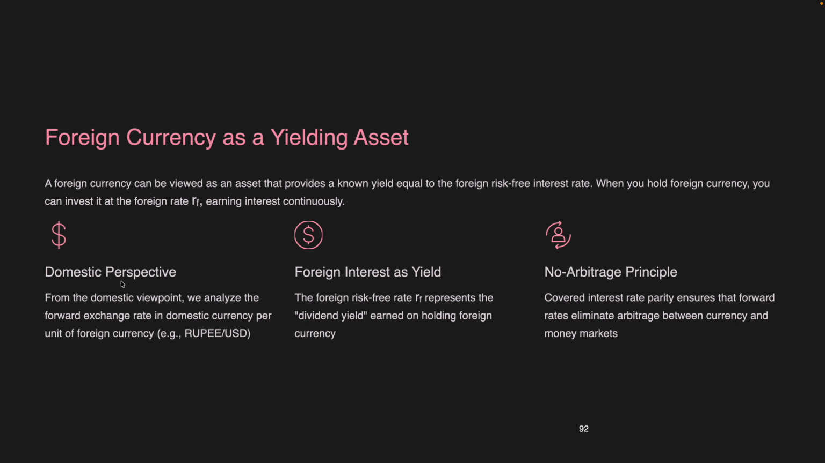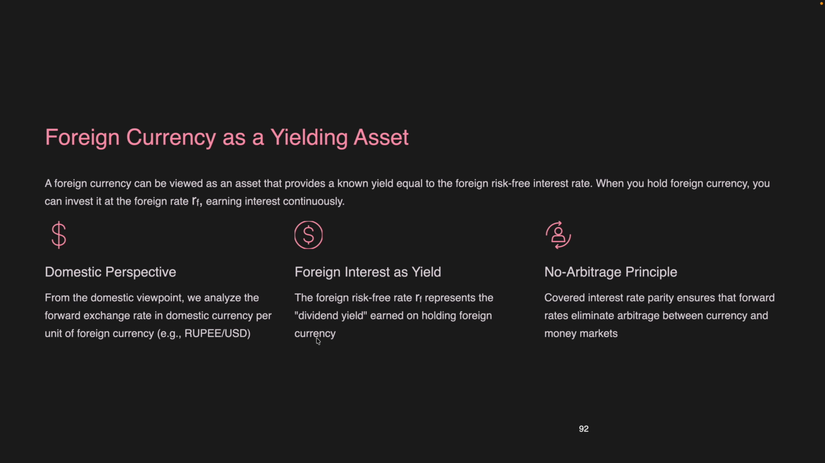So if we consider the domestic perspective, what will happen? Here we can analyze the forward exchange rate in the domestic currency per unit of the foreign currency. Whereas if we take the foreign interest as yield, then the foreign risk-free rate rF represents the dividend yield earned on the foreign holding of the currency. Then we apply the no arbitrage principle: suppose you have $1, you convert the dollar into rupees and invest in India, or you keep the dollar and invest in America, whatever the risk-free rate they give you, both of them should be equal.